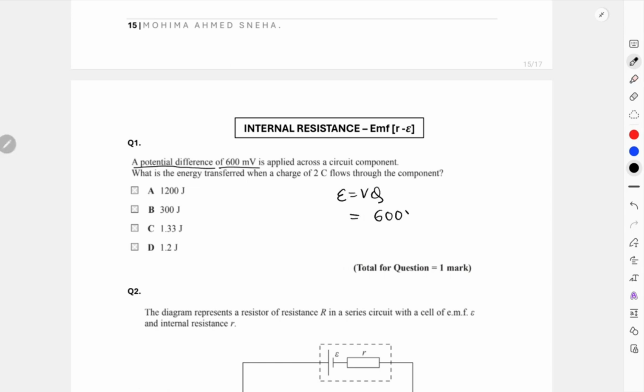which is 6 multiplied by 10 to the power of negative 3 multiplied by 2. Okay, 6, 10 to the power of negative 3, right? So 1, 2, 3.